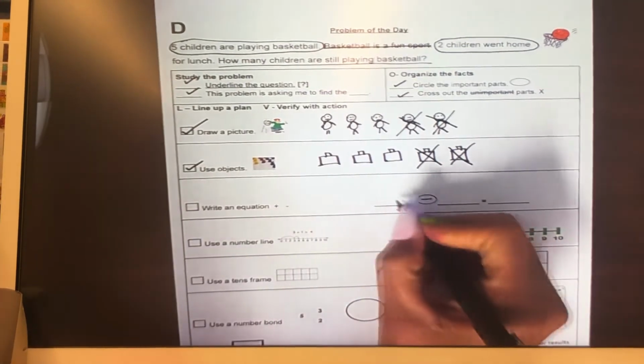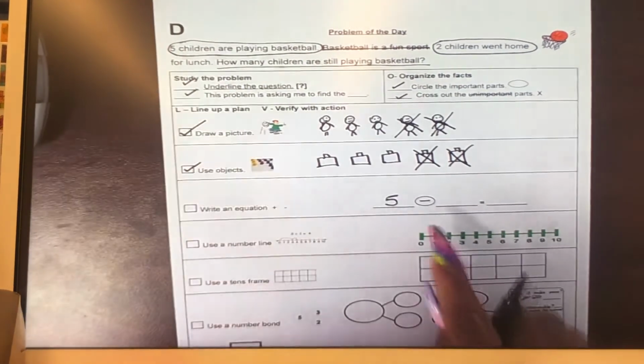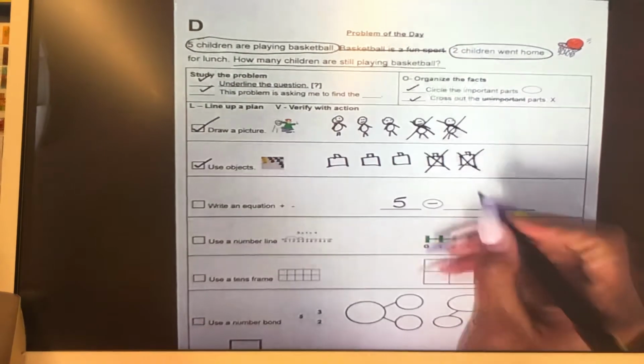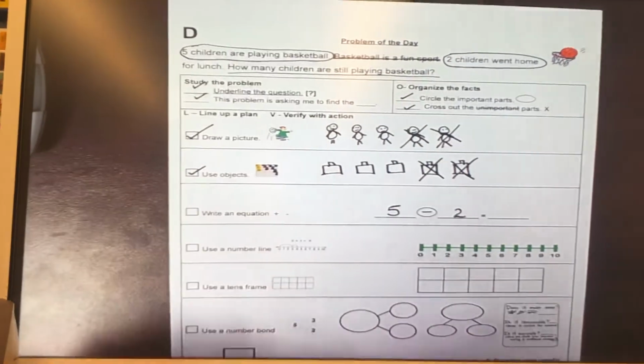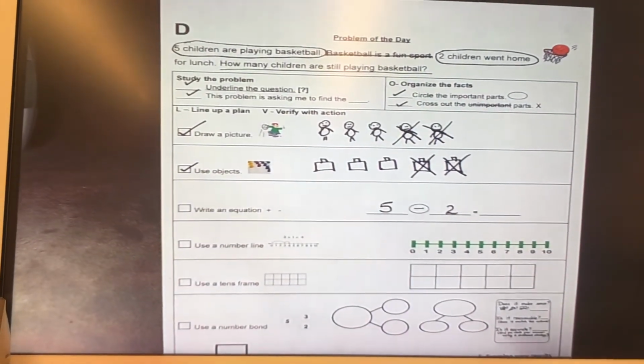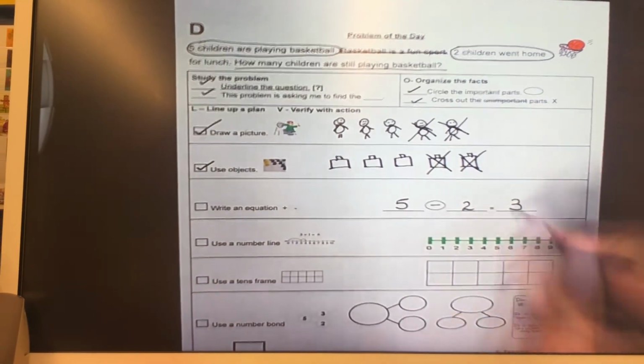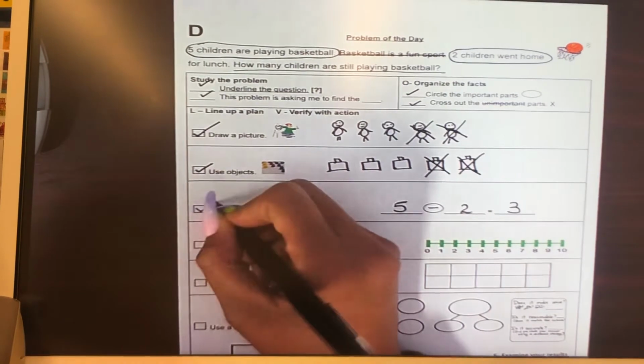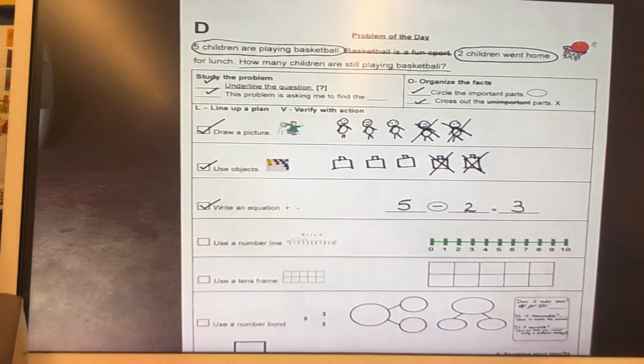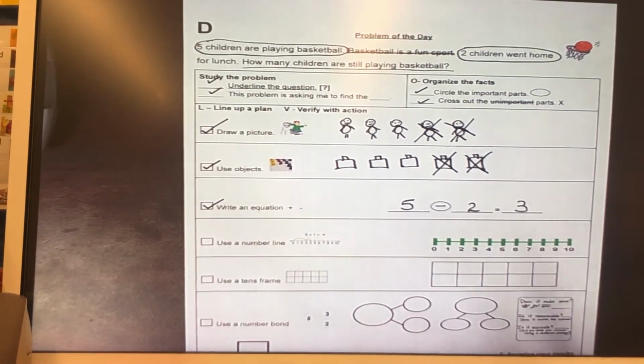And we started with 5 children, and we took away 2 of them because they went home. The 2 represents the children that went home for lunch. And we had 3 playing basketball. So our number line.